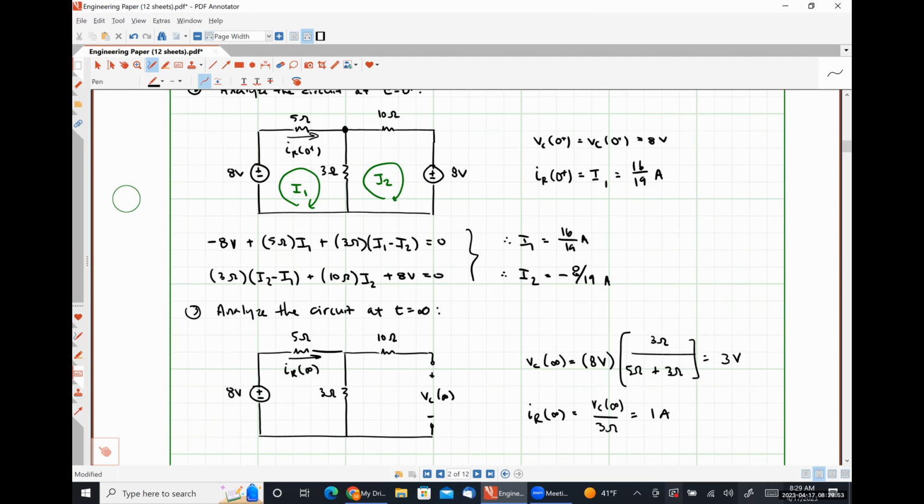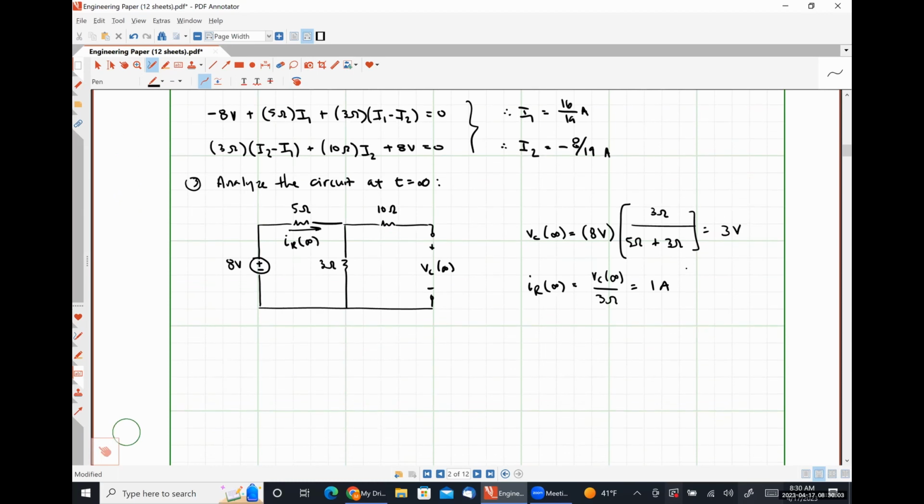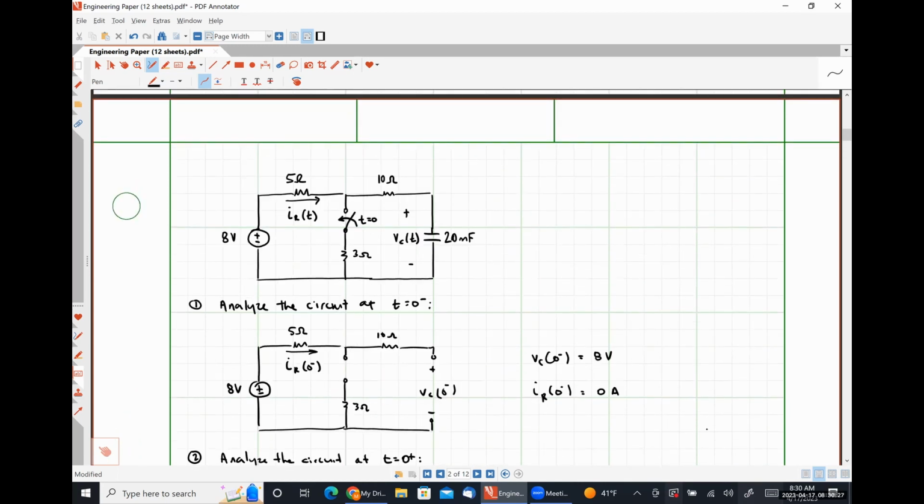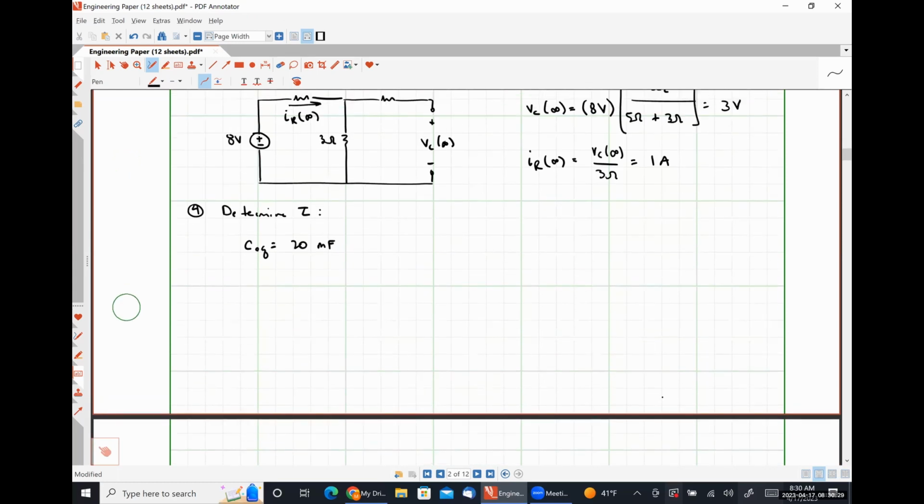Any questions, comments, or concerns regarding the circuit analysis that we've done here at t equals infinity? Fairly straightforward. Now we need to determine our time constant. I very firmly believe that the equivalent capacitance of this circuit is 20 millifarads, because it's the only capacitor in the circuit. I need to make sure I'm remembering the number correctly. I am. So that part's pretty straightforward.